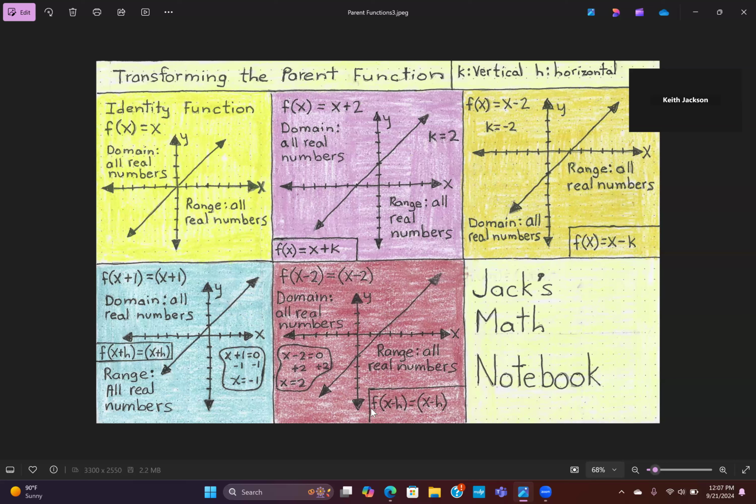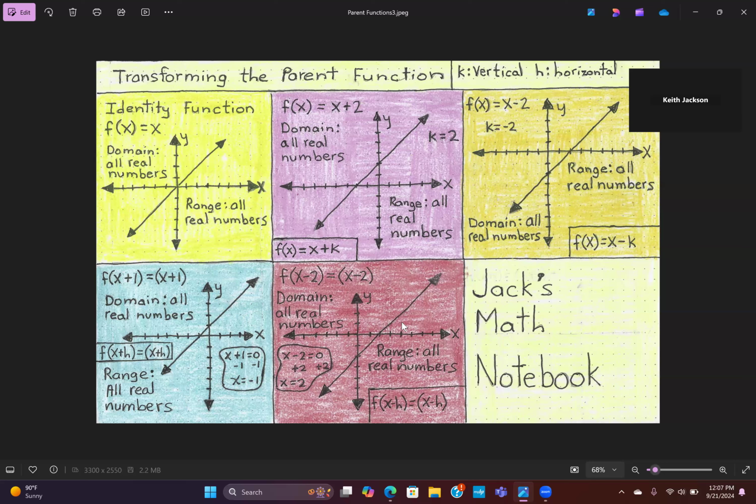So now we have f(x - h) = x - h. When we subtract 2 from it, it's actually going to move it over to the right 2 units. Notice how our y-intercept is at negative 2, but our x-intercept is at positive 2, showing that there is a movement toward the right. A very interesting thing to notice about this particular function.